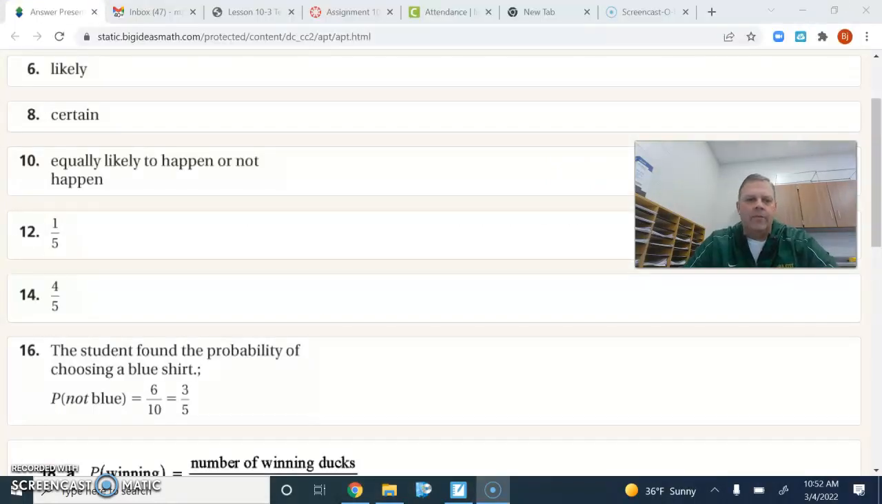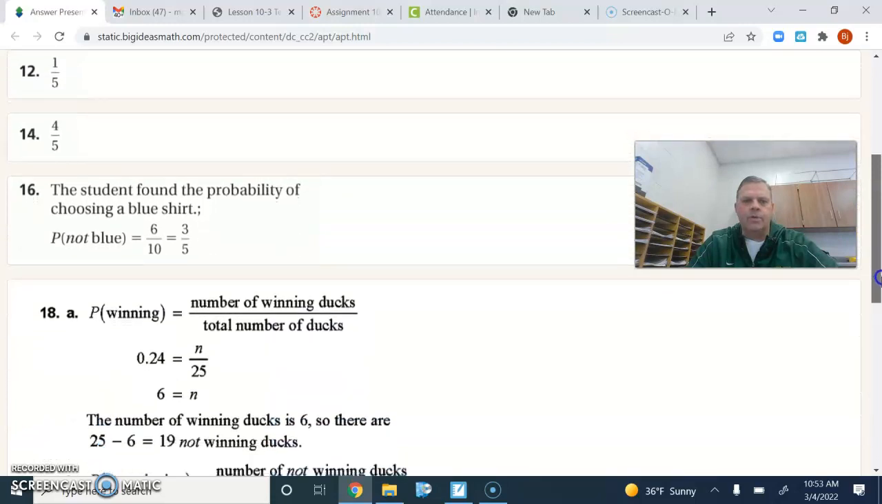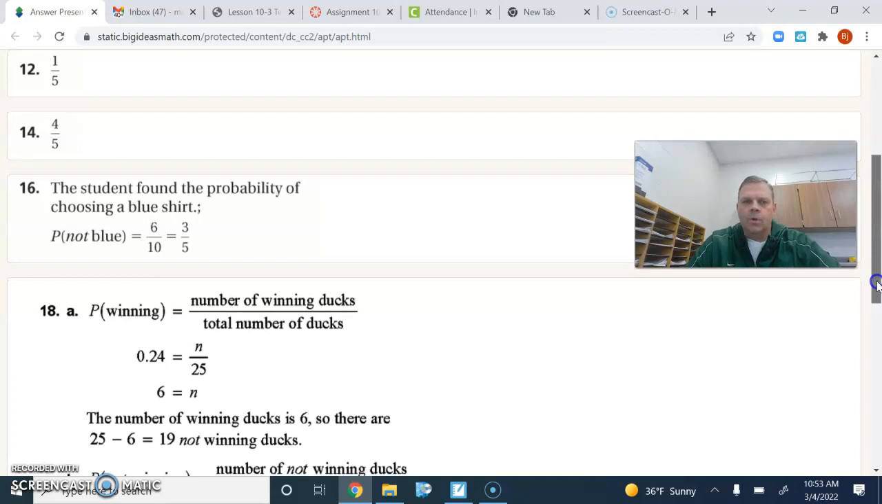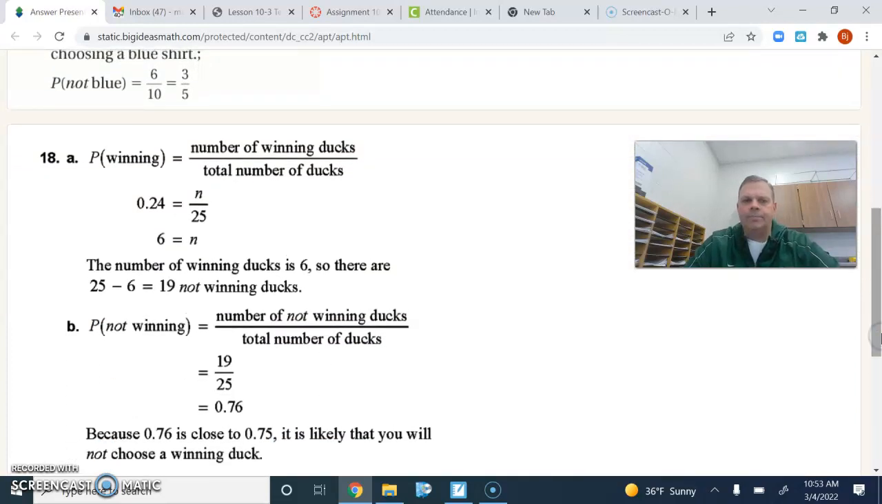The next thing that I have is I will leave these up here for a little bit so that you can check your homework from last week on Wednesday. It was lesson 10-2, and here are the first few problems. I will slide the answers up just a little bit more so that you can have a few more of them. We'll get all of number 18 up.